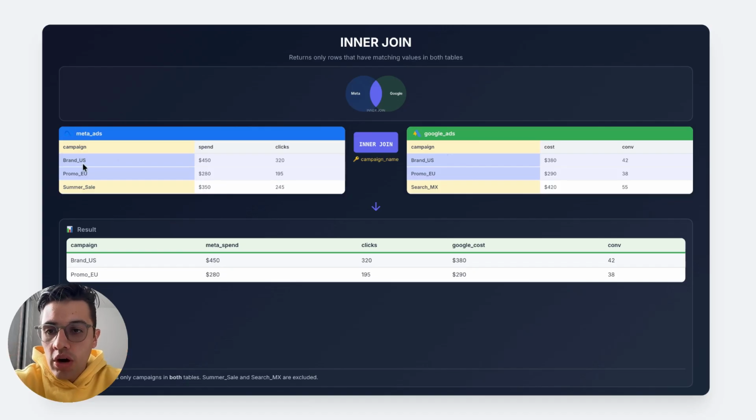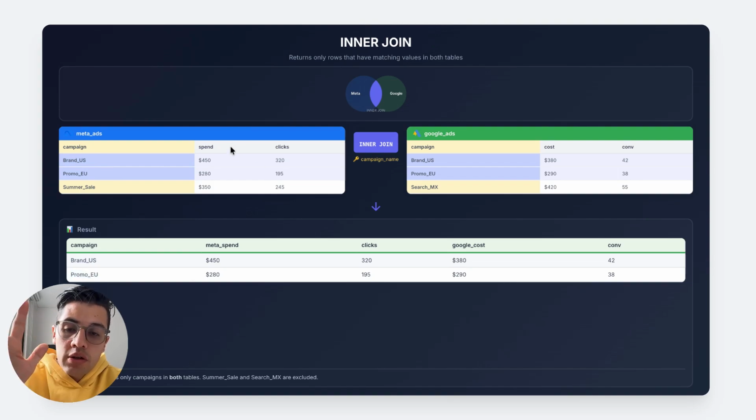So we are assuming that all the campaigns have a different name, and we are going to merge them between Google Ads and Meta Ads. So what would be the resulting table? Since we are doing an inner join, we are only going to take the results that match exactly in the Meta Ads and in the Google Ads. So you can see that in both tables, the campaigns that match their campaign name are Brand US and Promo Europe. So we are only going to get those two rows.